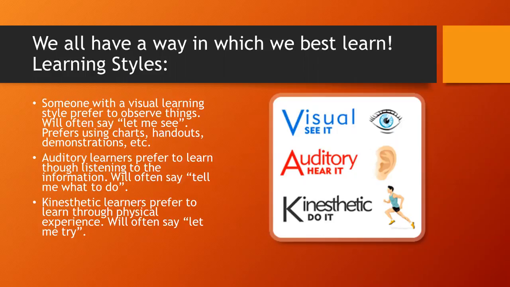Auditory learners, on the other hand, prefer to learn through listening to the information. They'll say things like, tell me how to do it. An auditory learner is able to perform a new task after listening to the instructions from perhaps an expert on the subject. There are also kinesthetic learners. These people prefer to learn through a physical experience. They'll need to try something else on their own. They'll be able to better perform a new task by going ahead and trying it out personally and learning as they go.